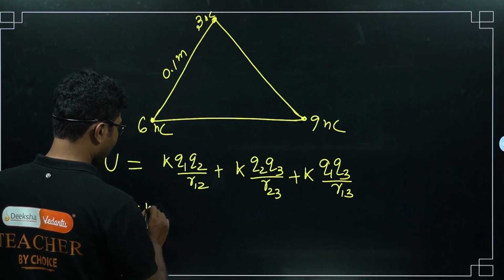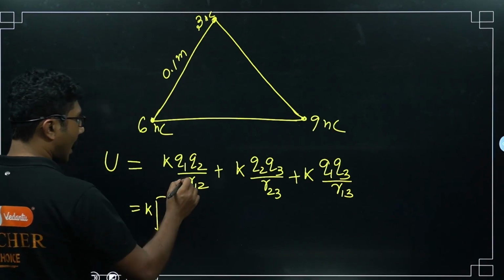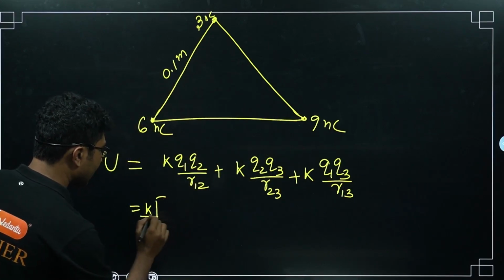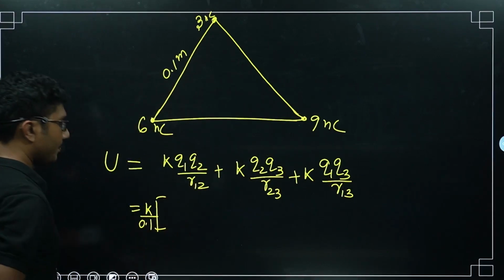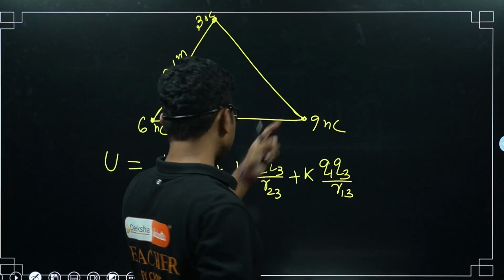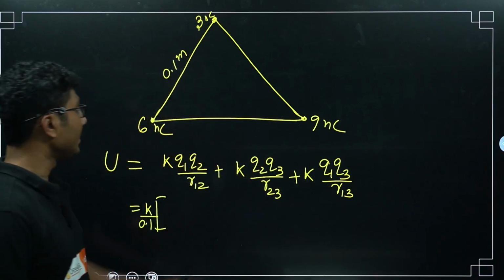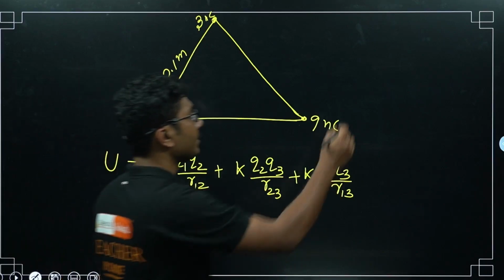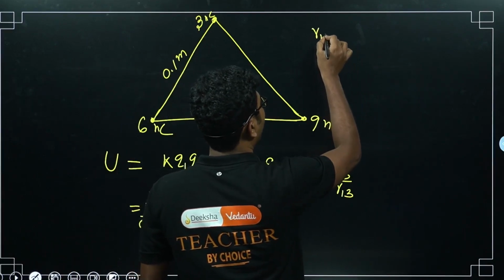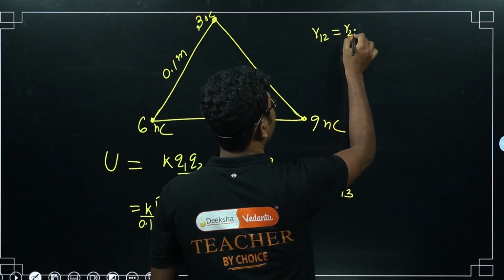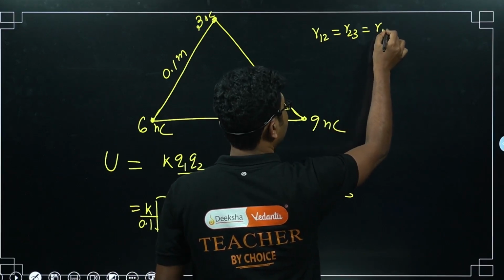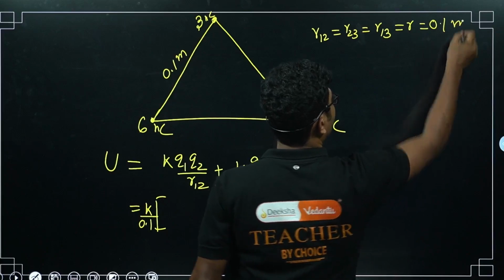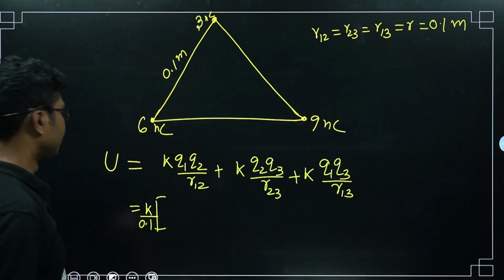So K is common, and R12, R23, R13, all the distances are the same, that is 0.1. So we are taking that as common as well. Here we can write R12 equals R23 equals R13 equals R equals 0.1 meters. Right, so this is all known.